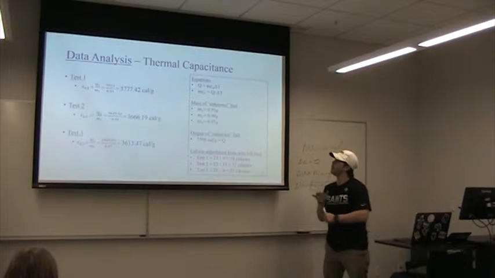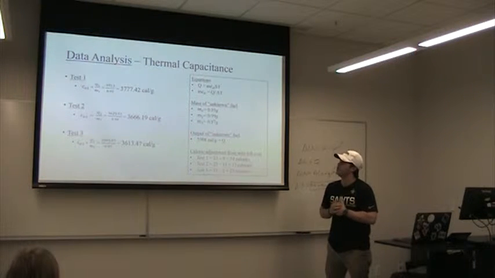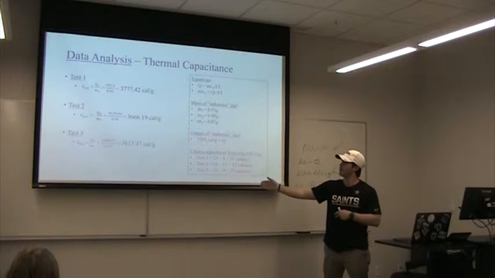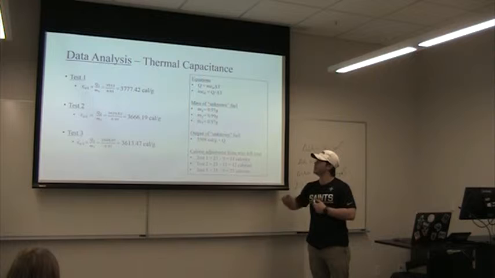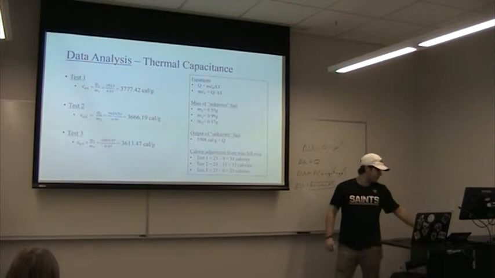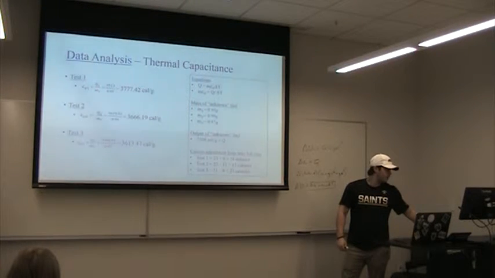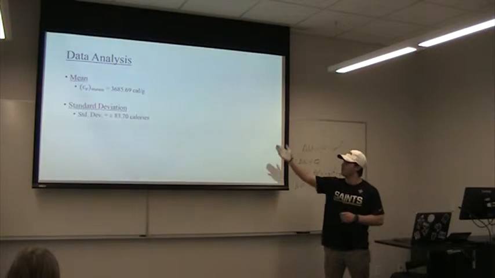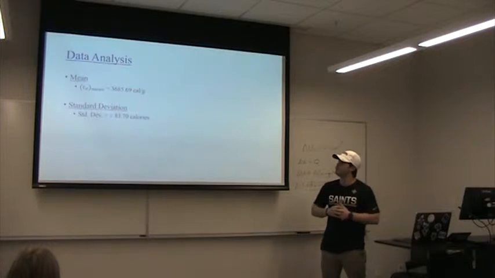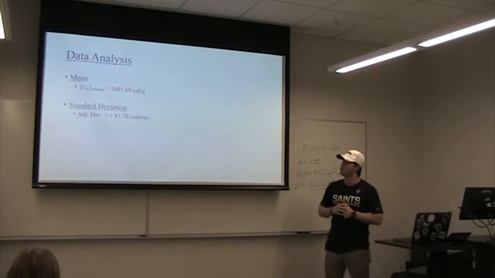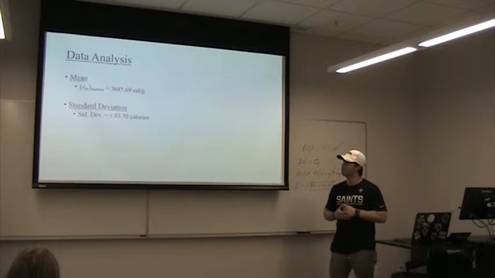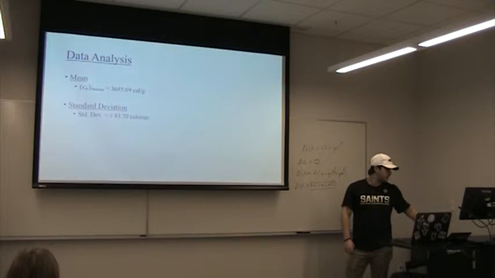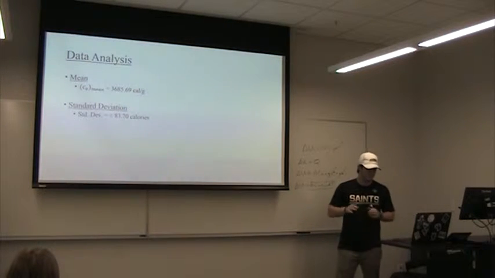So now let's go on to talking about our thermal capacitance, which is kind of what we were looking for in this experiment. And you see just the simple calculations for each one. And that is also with the adjusted wire value. And then we'll go on to finding our mean and standard deviation of each number. So our mean value was around right at 3,700 calories per gram, which is a little high for what we were expecting, but standard deviation is also high, so our number's kind of a little incorrect.